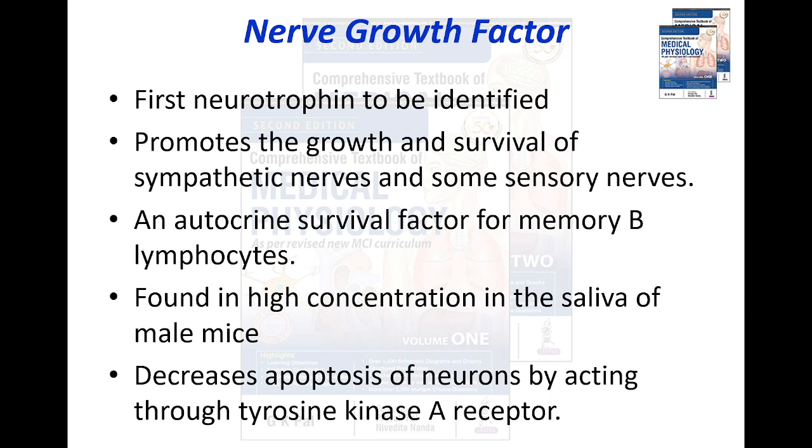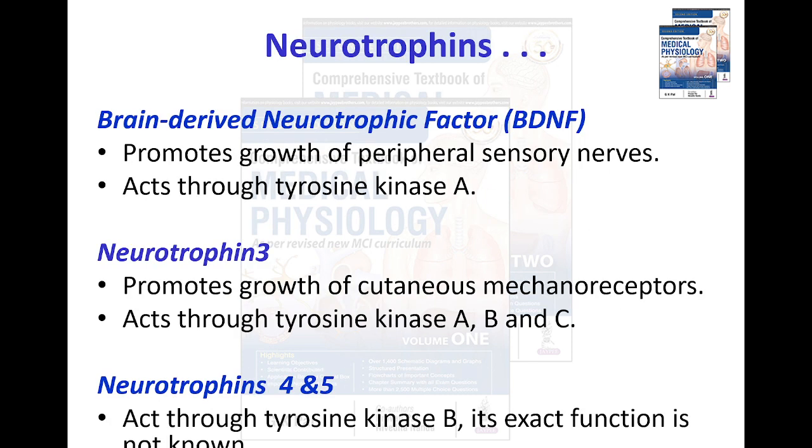Next, nerve growth factor. It is the first neurotrophin to be identified. It promotes the growth and survival of the sympathetic nerves and some sensory nerves, and is an autocrine survival factor for memory B lymphocytes. It is found in high concentration in the saliva. It decreases apoptosis of neurons by acting on the tyrosine kinase A receptors.